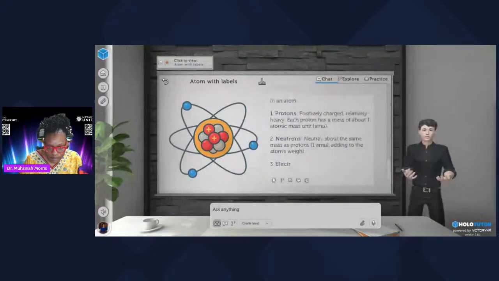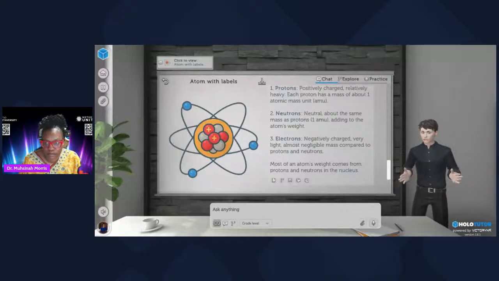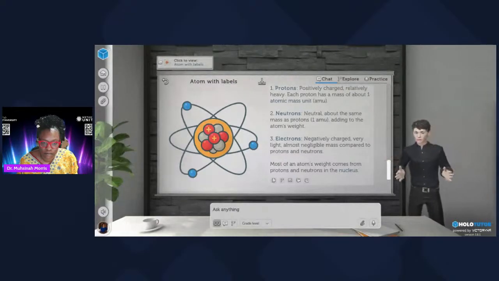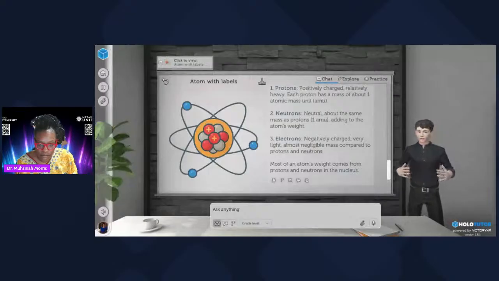In an atom, 1. Protons. Positively charged, relatively heavy. Each proton has a mass of about 1 atomic mass unit, AMU. Neutrons, neutral, about the same mass as protons, 1 AMU, adding to the atom's weight. Electrons, negatively charged, very light, almost negligible mass compared to protons and neutrons. Most of an atom's weight comes from protons and neutrons in the nucleus.